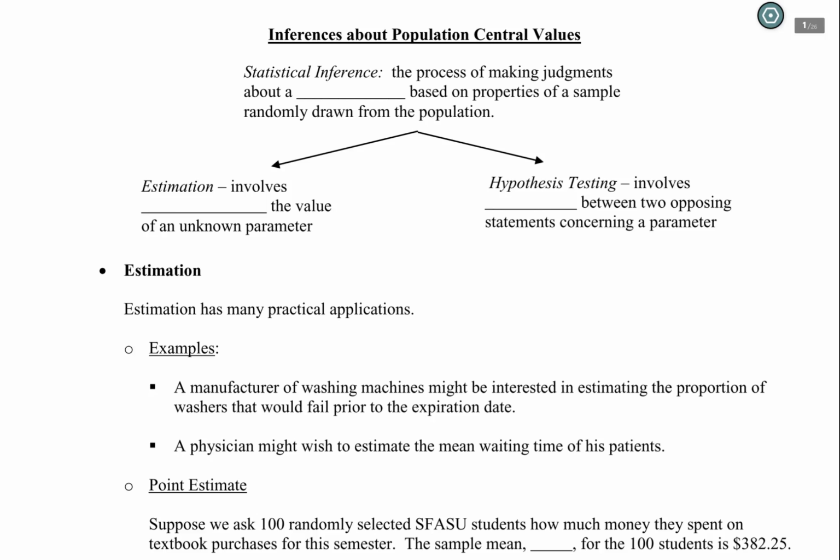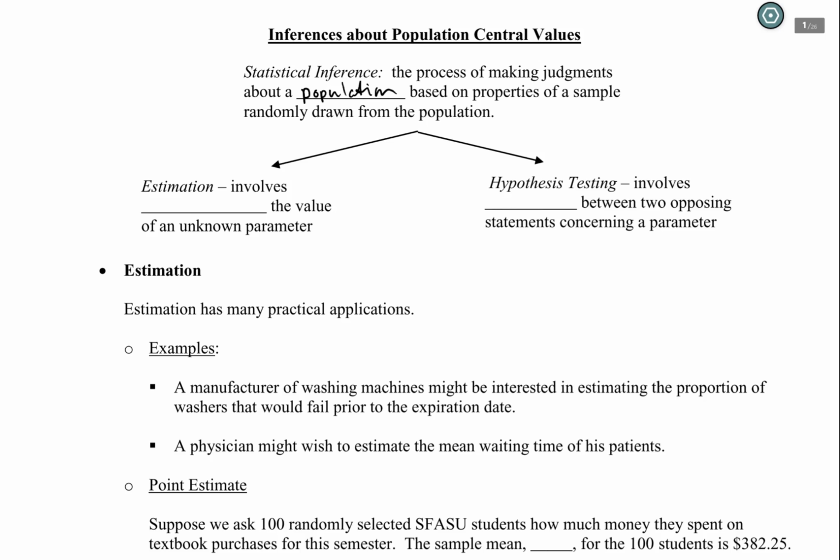Hello there. Inferences about population central values. Okay, so here we are looking at our first crack at statistical inference. And if you recall, statistical inference is a process of making judgments about a population based on properties of a sample drawn from that population. Now, we have two ways to do statistical inference.